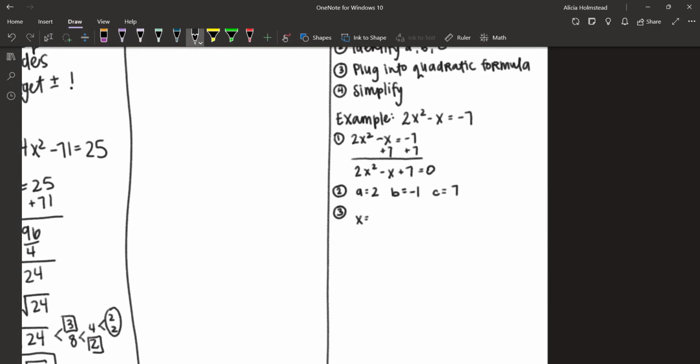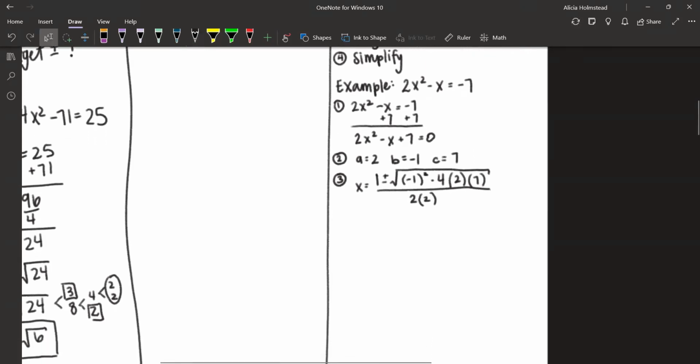So x equals negative b. When your number is negative, you'll change the sign so it'll become positive. Sorry, I wrote 1. We're plugging it in. This is negative 1, so negative b is going to be a positive 1, plus or minus the square root of b squared, which is negative 1 squared, minus 4 times a, which is 2, times c, which is 7, all divided by 2 times a, which is 2. And now that we have it in the quadratic formula, our last thing that we need to do is simplify.